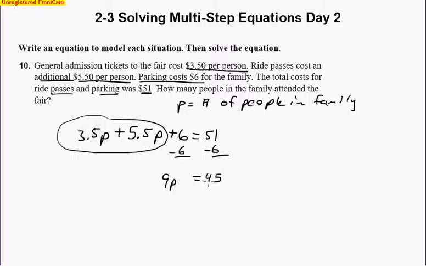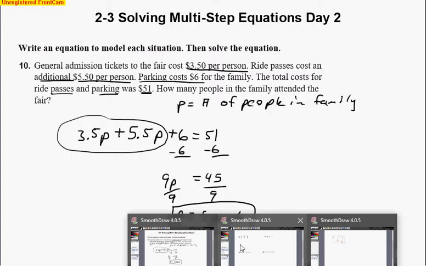Can't have a part of a person, so now it looks like it's going to work out. So dividing by 9 gives me P equals 5. So 5 people in the family. So let's take a look at the next problem that we end up seeing.